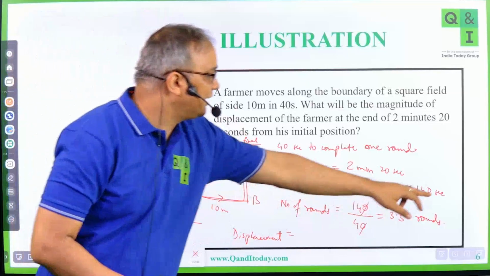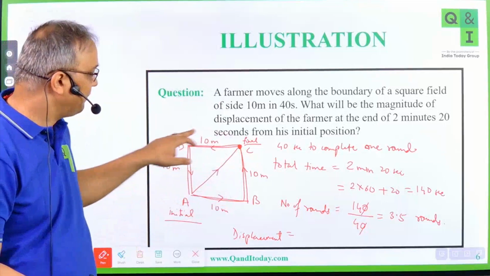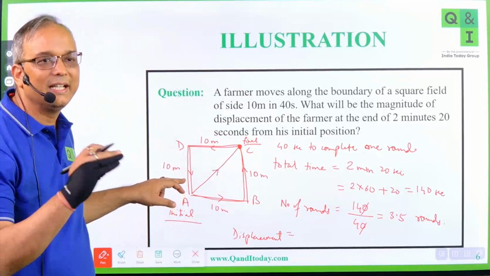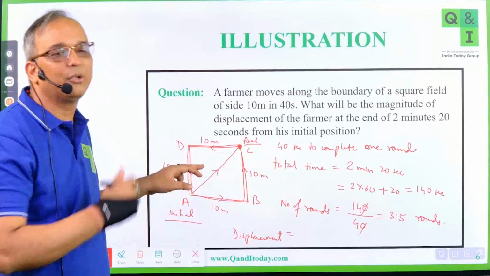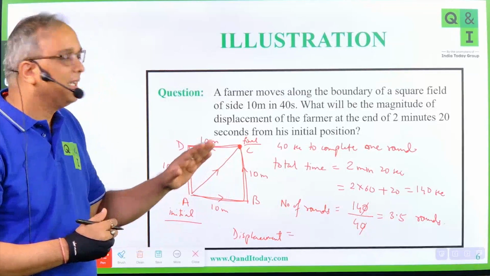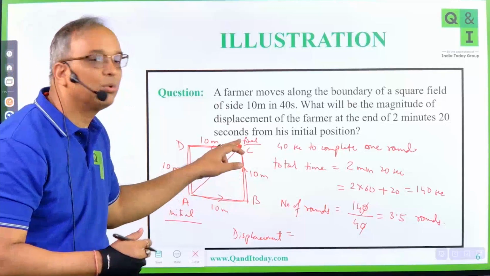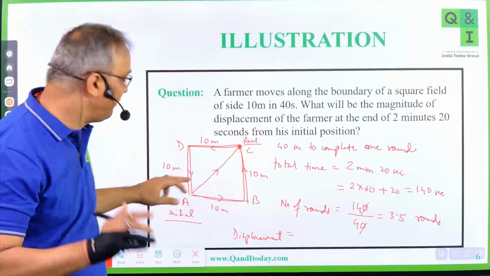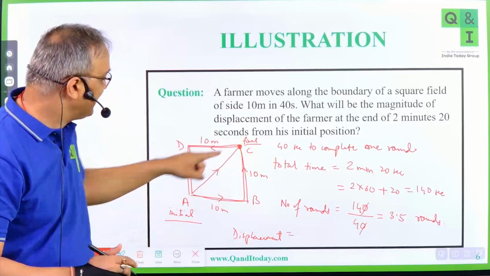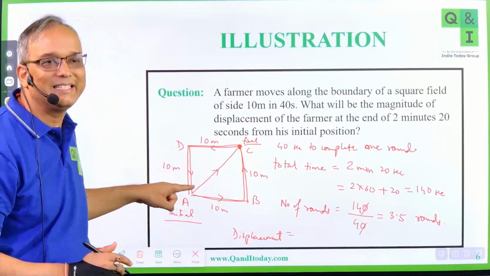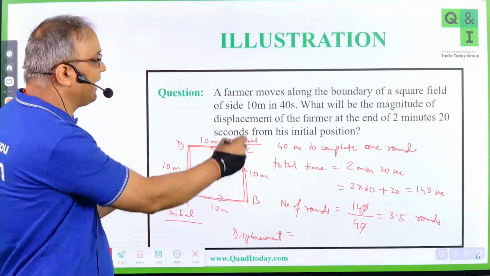Because he completes one round in 40 seconds, the next round he will complete in 80 seconds and the third round in 120 seconds. Then the time remaining is 20 seconds. In 20 seconds, he will be able to cover half of the round. So he will reach from A to C, right? In this case, the displacement is AC. The distance would be 3 rounds and then half of that.